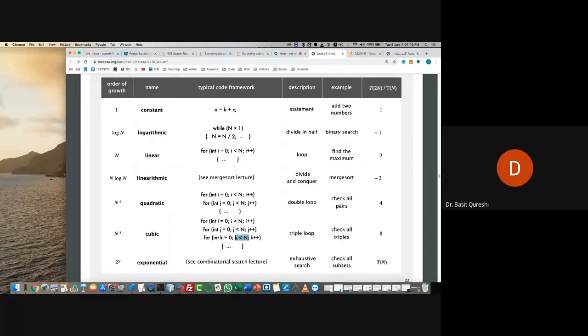And exponential, we're going to see other examples later on. One example is combinatorial search, exhaustive search. This is exponential time. As a programmer or software engineer, if you can come up with a solution that runs in constant time, log time, linear time, even linear arithmetic time, your program is good enough. Quadratic is usually slow. Cubic is worse, and exponential is something we'll try to avoid at every cost. So far, so good?